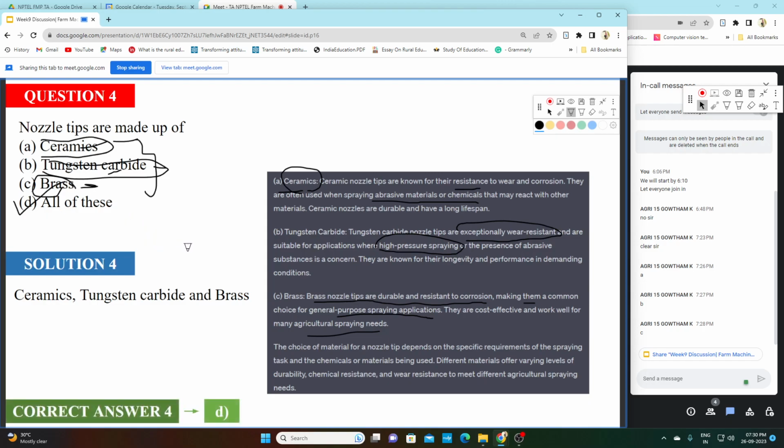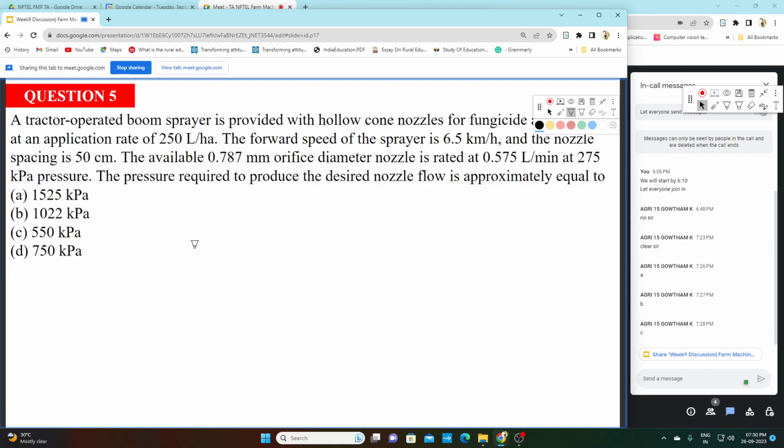Okay, so this is the thing. Now let's move on to the next question. The next question is again a numerical question. It has been given a tractor operated boom sprayer. A tractor operated boom sprayer is provided with a hollow cone nozzle for fungicide application at an application rate of 250 liter per hectare. So application rate is given. The next thing given is the forward speed of the sprayer, 6.5 km per hour. Forward speed is given, spacing is given, 50 centimeter.